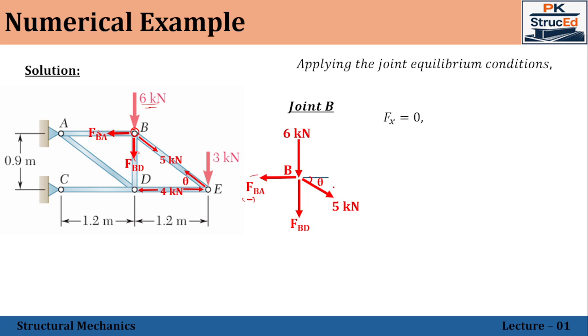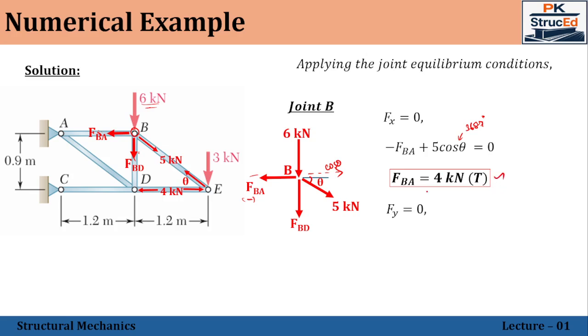Now applying the equilibrium equation Fx equal to 0, we'll have this one negative since it is acting left side, and this component, horizontal component, will be acting towards the right side, and that will be cos theta. So in that case, minus FBA plus phi cos theta, which will be equal to 0, and theta is, remember, 36.87. So substituting this value, we can get the value of FBA as 4 kilonewton, which is in tension. So assumed direction is correct.